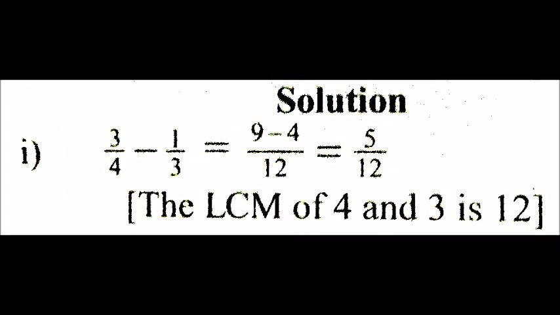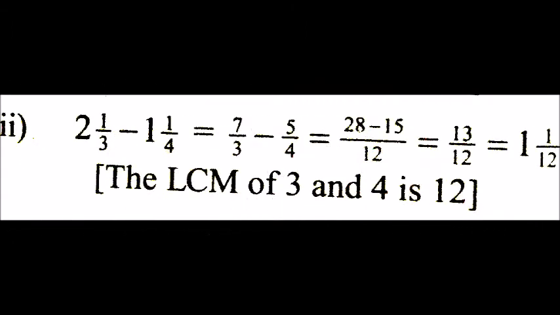So let's look at the first solution. 3 over 4 minus 1 over 3. The LCM for 4 and 3 is 12. So 4 goes into 12 3 times. 3 times 3 is 9. 3 goes into 12 4 times. 4 times 1 is 4. So it will be 9 minus 4 over 12. When you solve it, 9 minus 4 is 5 over 12. This one is a common fraction, so you don't need to change it. Leave the answer in that manner.